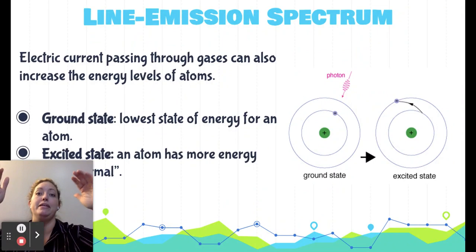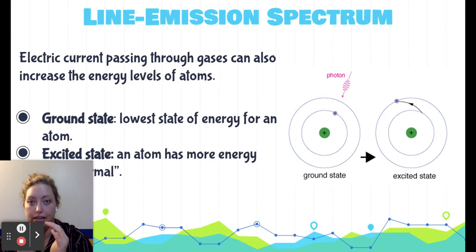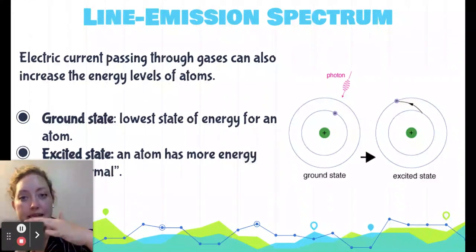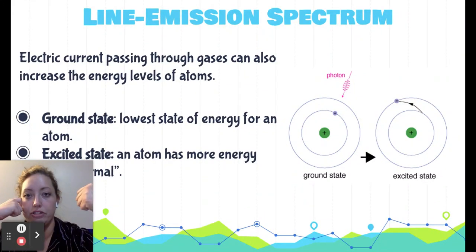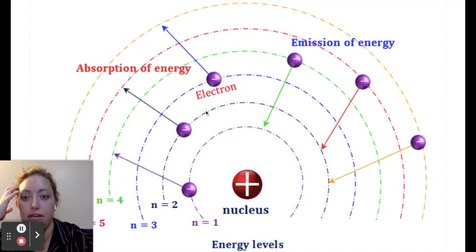When they drop from the excited state back down to their ground state, they have to get rid of that energy. So when they drop back down, they're getting rid of their energy and it's being sent off as a photon of light. Okay, so that's kind of what this is supposed to be showing here.